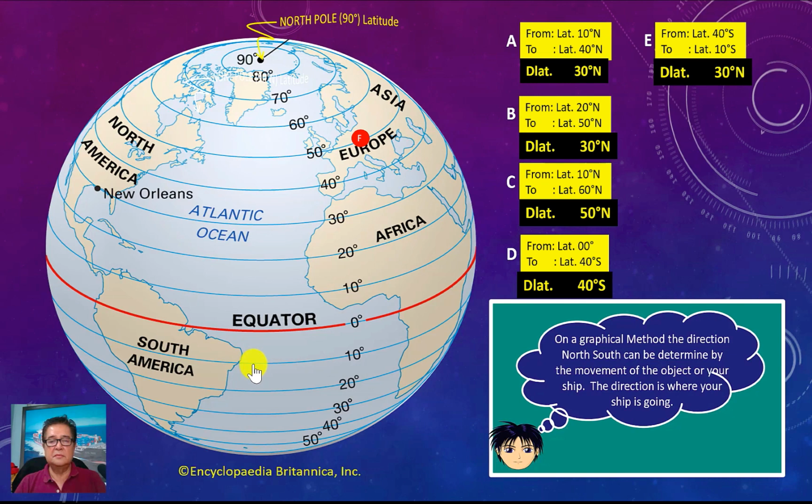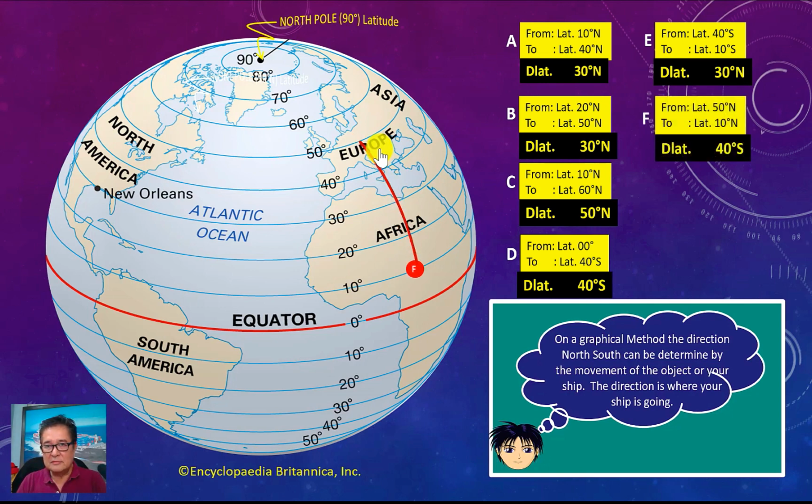Let's go to ship F. F is on 50 degrees north, starting point, point A. Travel going down until it reaches latitude 10 north. Travel going south. So the difference of latitude is 10, 20, 30, 40. 40 degrees traveling south.